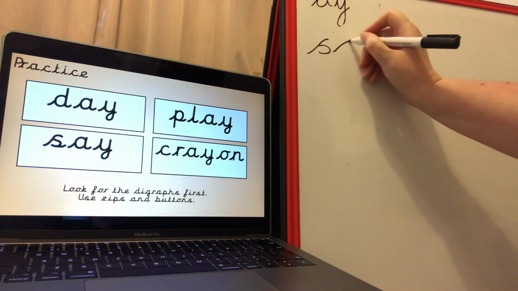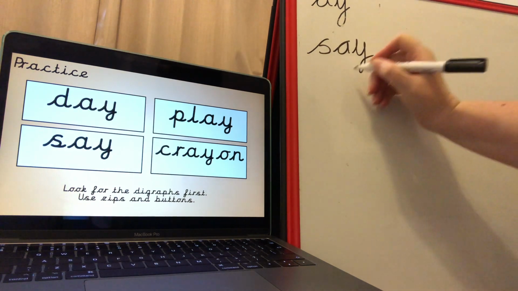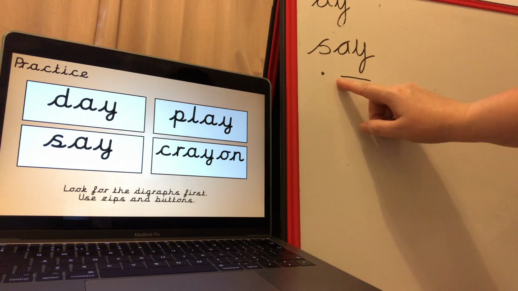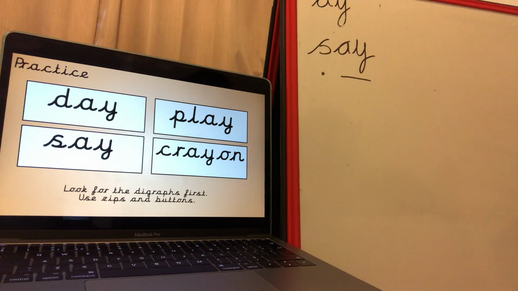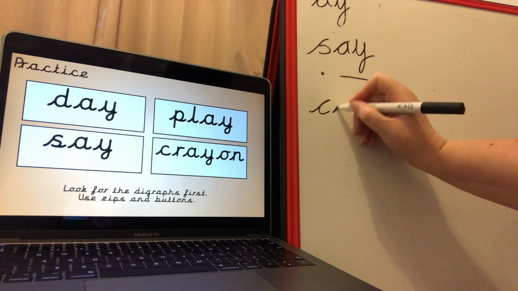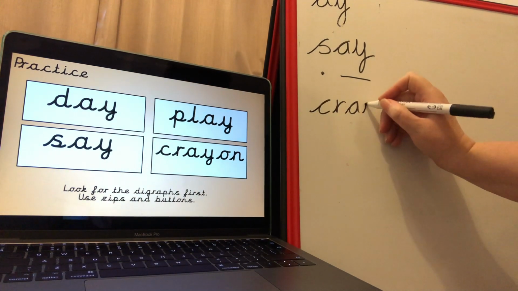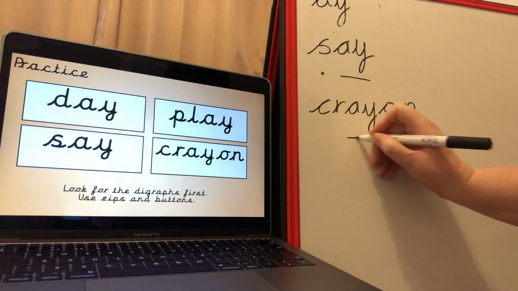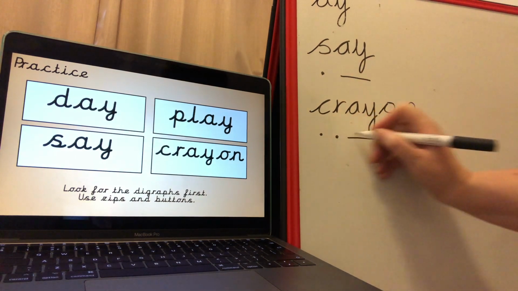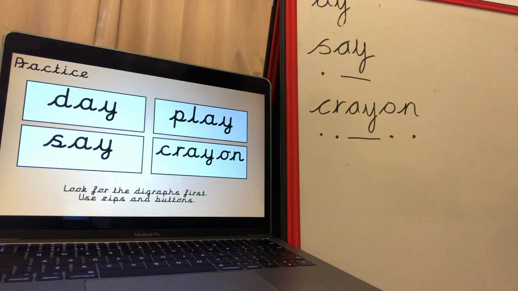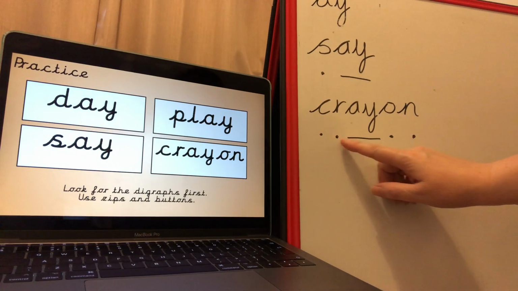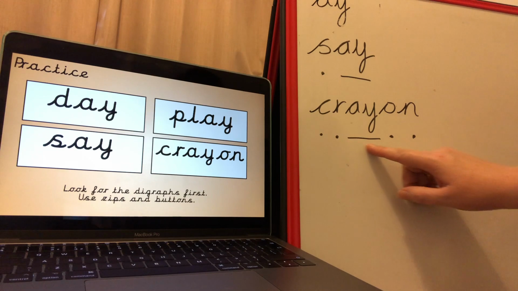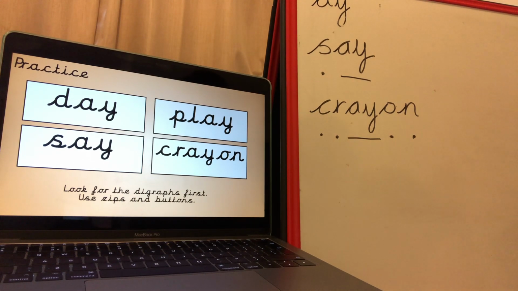So the first word has got the A digraph at the end. Segment and blend it with me. S-A, say. And the second word has got this digraph in the middle. It can sometimes come elsewhere other than the end of the word. There's the digraph. It's a two-syllable word. Let's segment and blend it. Crayon, crayon.